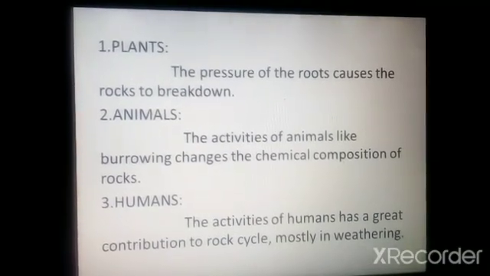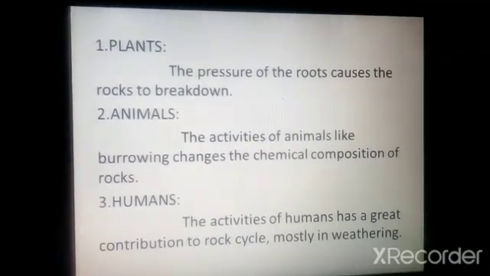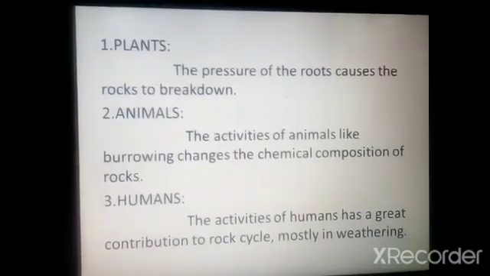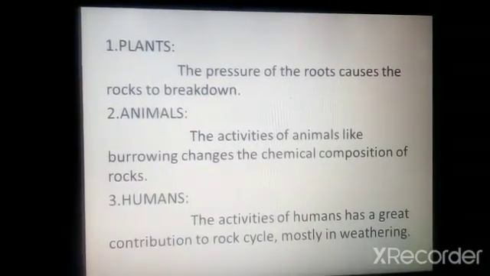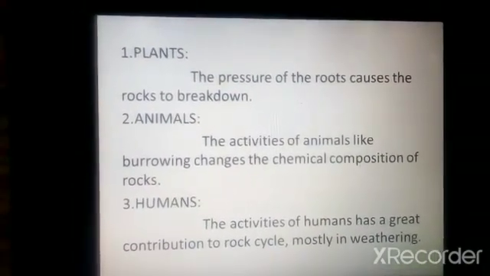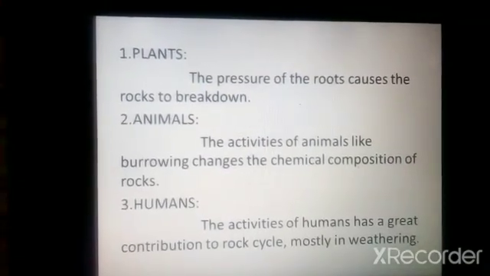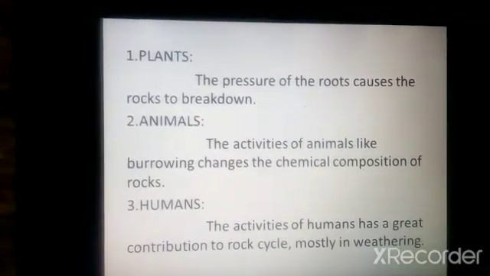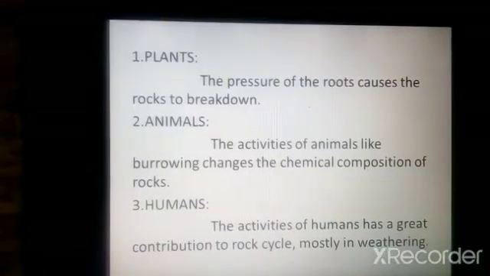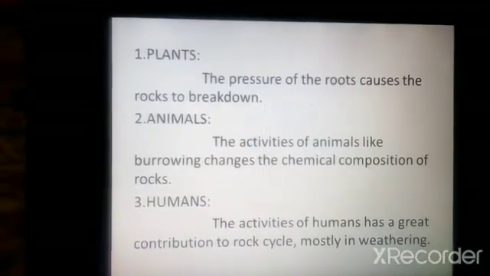So in this lesson, particularly, we discussed what weathering is and the three types of weathering. The next part is gradation. We will see it next class.